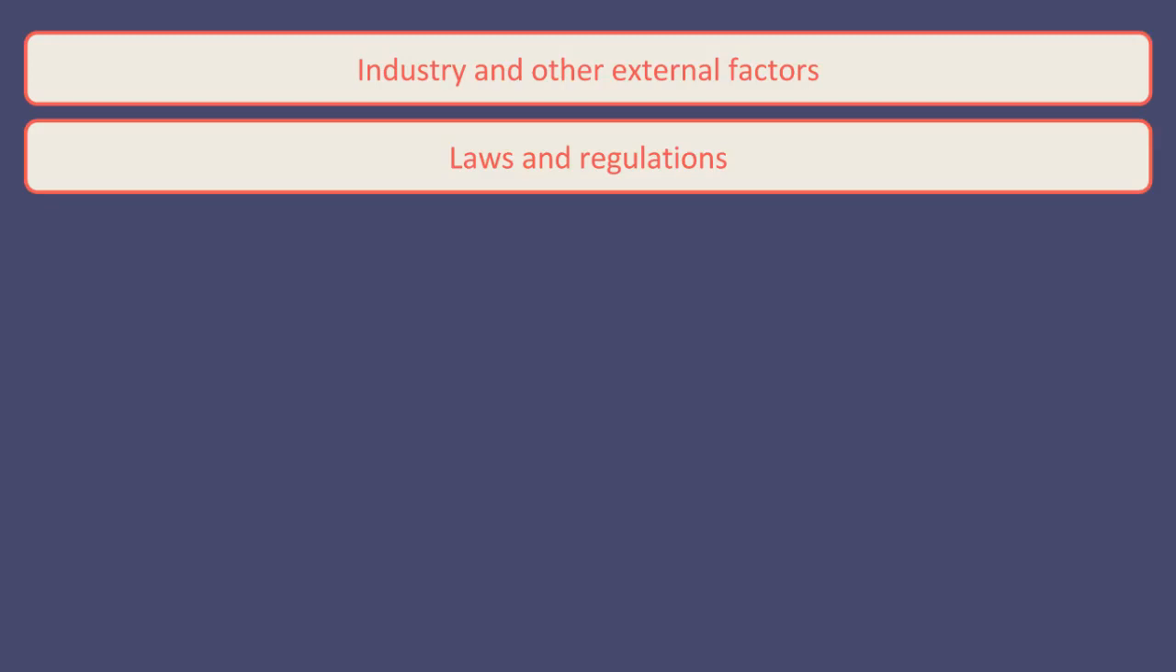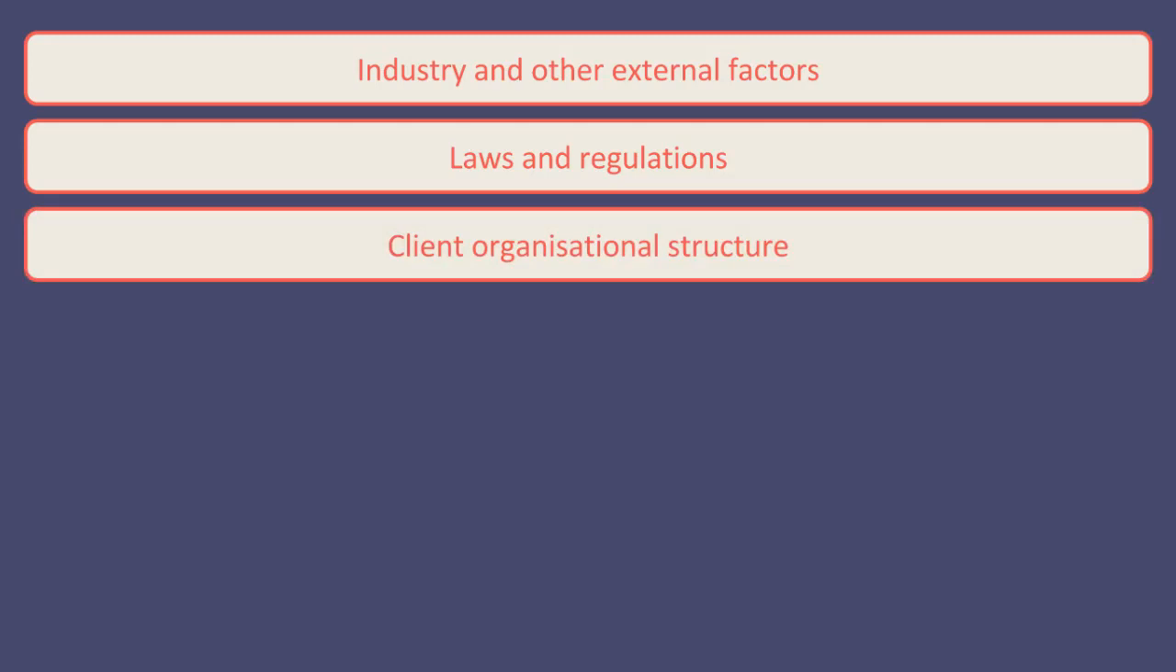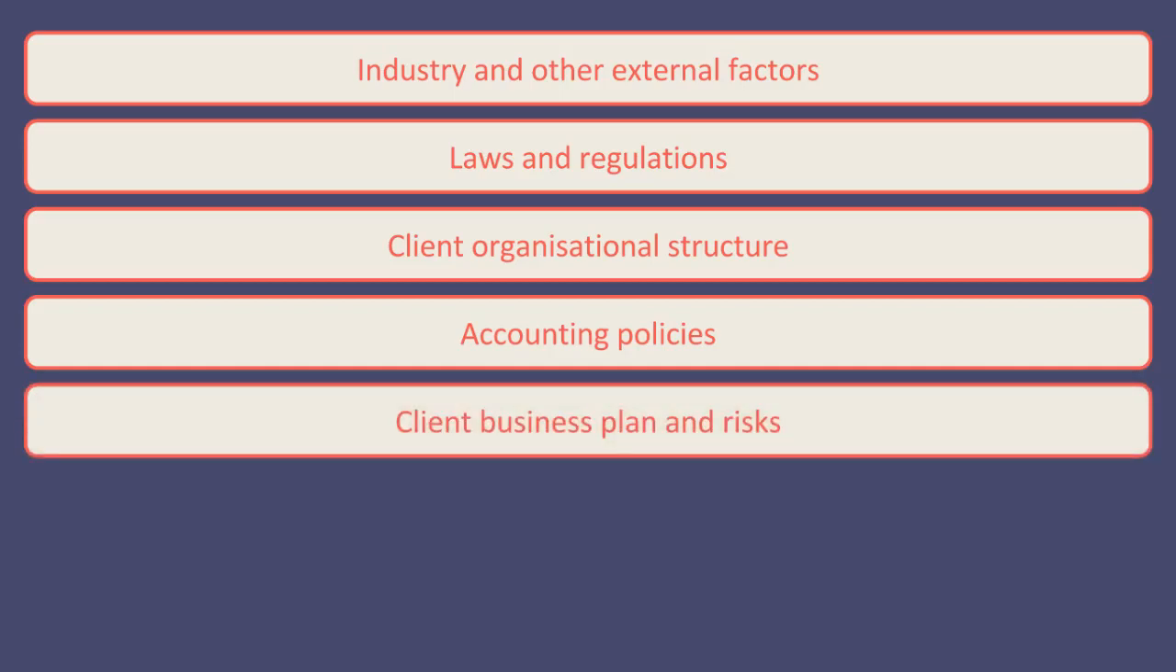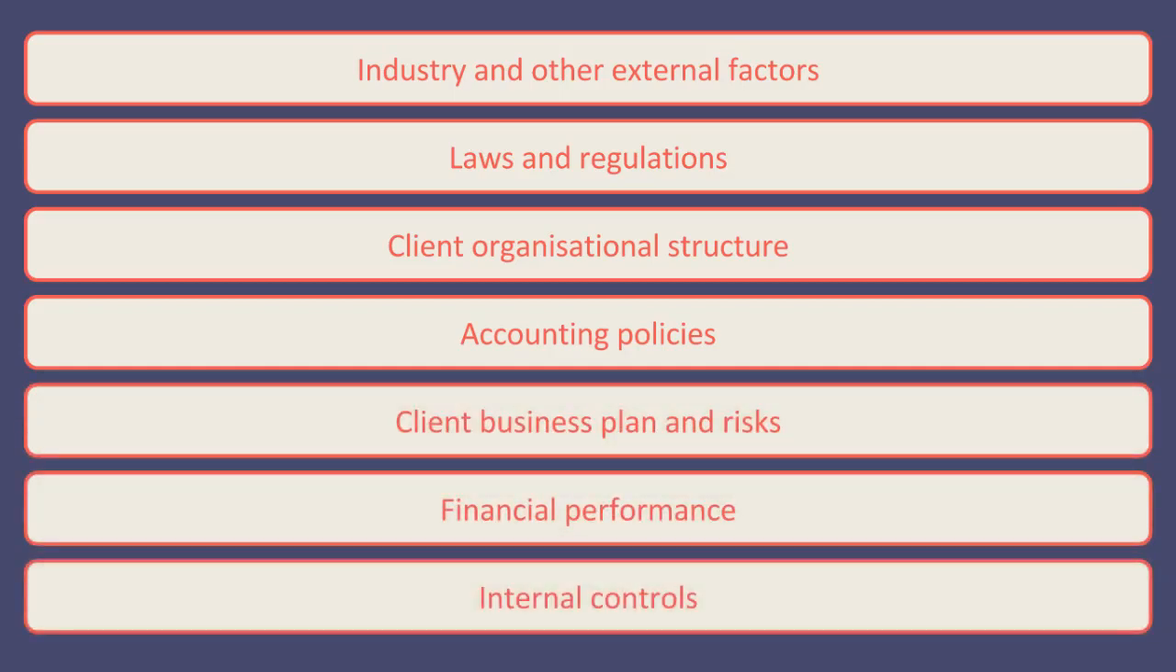To understand an entity fully, the auditor must gather information on the following: industry and other external factors that impact on the client and its accounts, laws and regulations directly affecting the operations of financial statements, the client organisational structure, including how it operates, who owns it, any investment it makes, and the management structure, the accounting policies it follows, the client business plan and risks, the financial performance, and internal controls. This is a lot of information to gather at the planning stage. However, there are many sources where this information can be obtained.